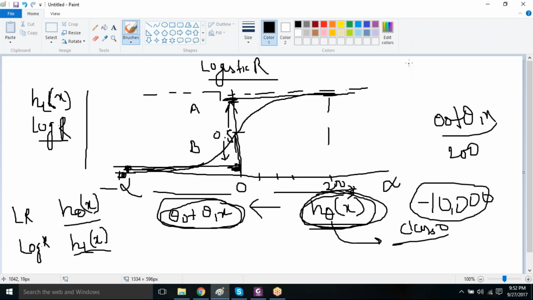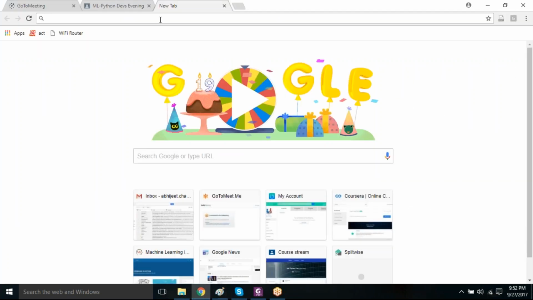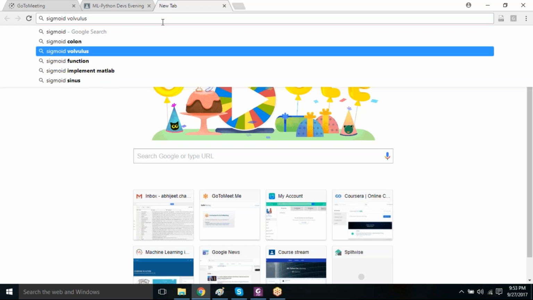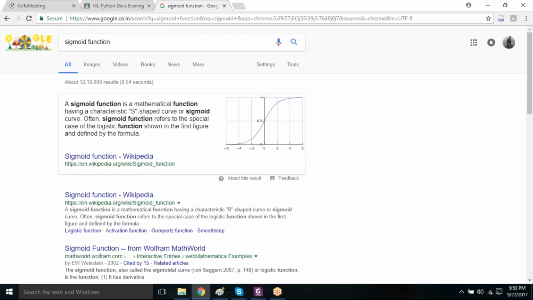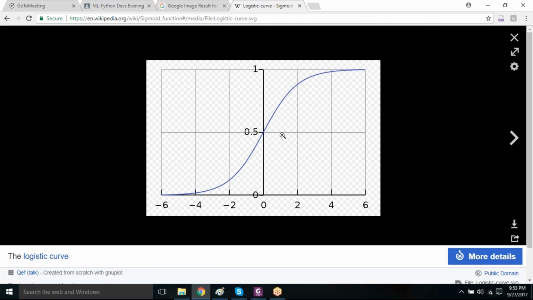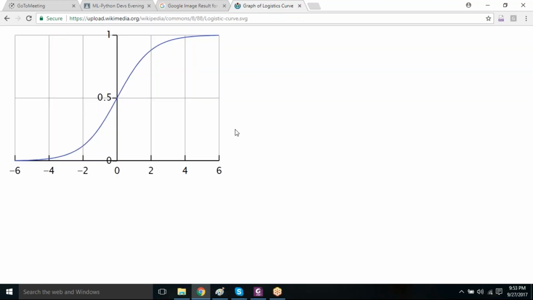And the graph which you are seeing, in mathematics, they call it a sigmoid function. Which function? Sigmoid graph. If you just type sigmoid function on Google, you will see this graph come. This is a sigmoid function, this one.